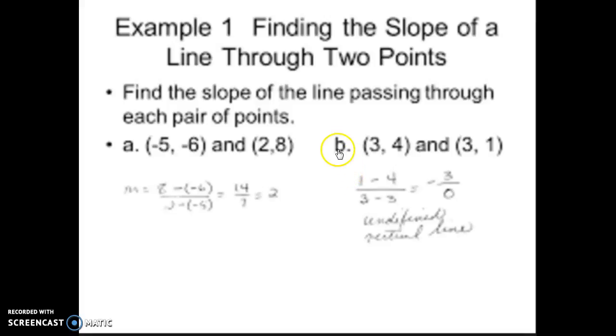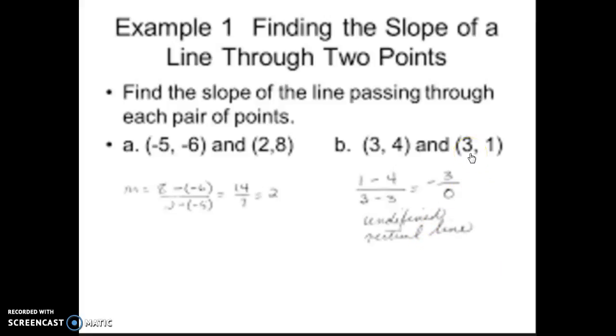I want you to notice something special about this one. First of all, y of the second point is 1. Take away y of the first point, which is 4, is -3. But look at the x's. X of the second point is 3. Take away x of the first point, which is also 3, gives us -3 over 0. As we've seen before, especially if you look at your calculators, any number divided by 0 is undefined.